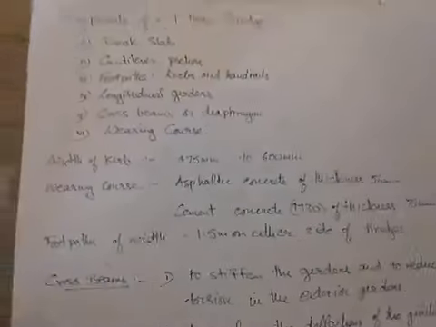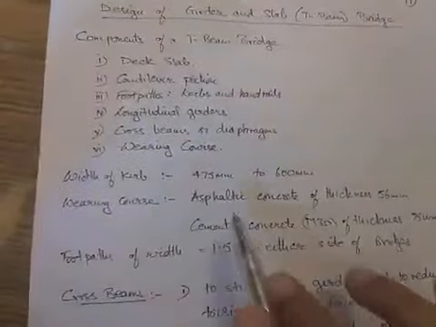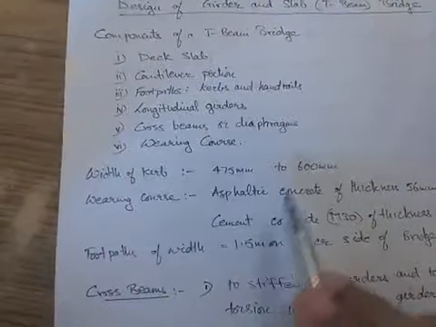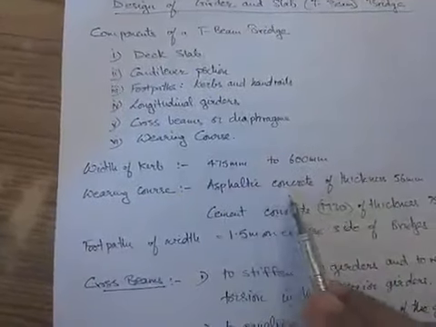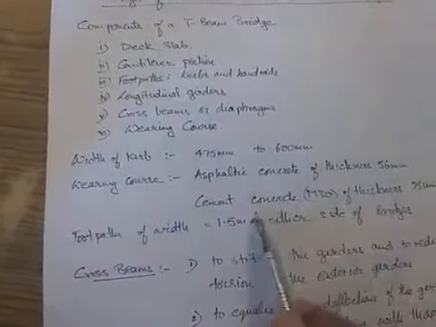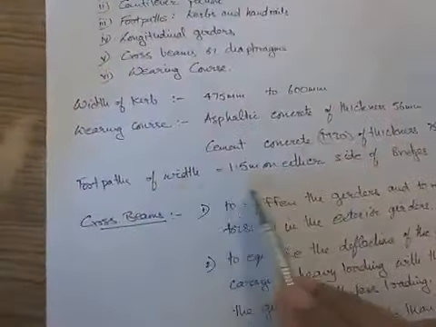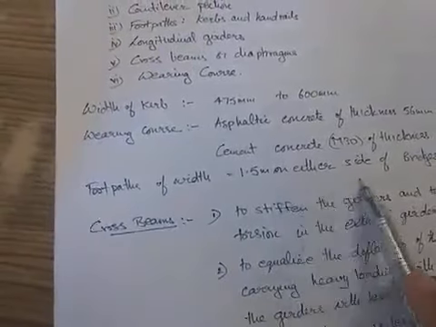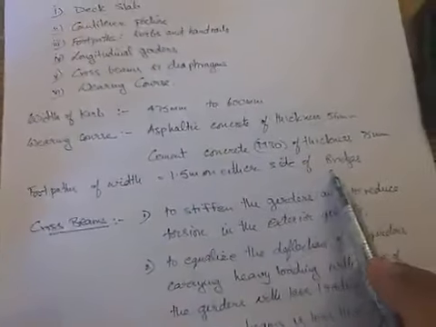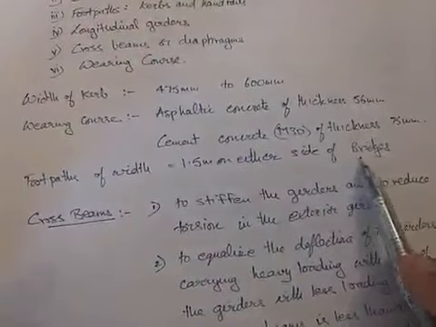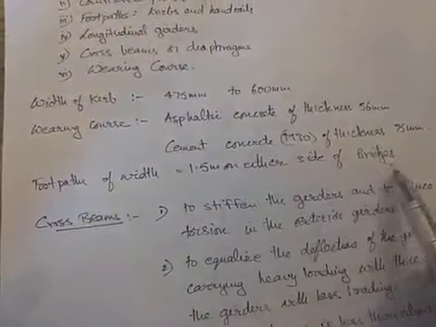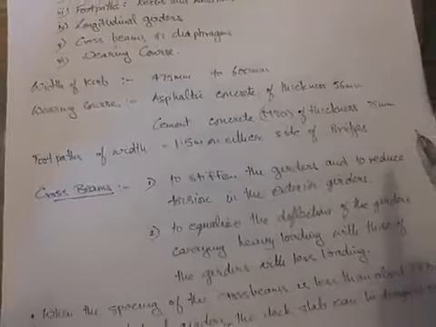A few more things to be discussed are regarding the curb. The width of the curb is kept from 475 to 600 mm. Wearing coats are of two types: asphaltic concrete having thickness 56 mm and cement concrete of M30 grade as 75 mm. Then the footpath has to be provided of 1.5 meter on either side depending upon the location. For urban bridges we provide these footpaths, and for rural bridges we may avoid these footpaths.